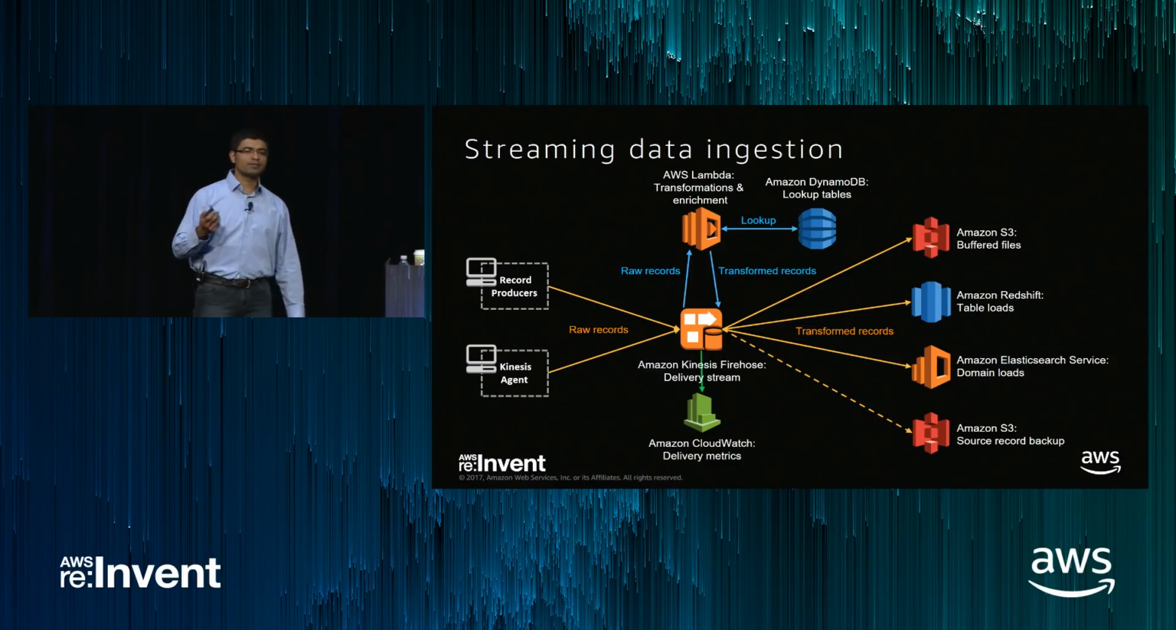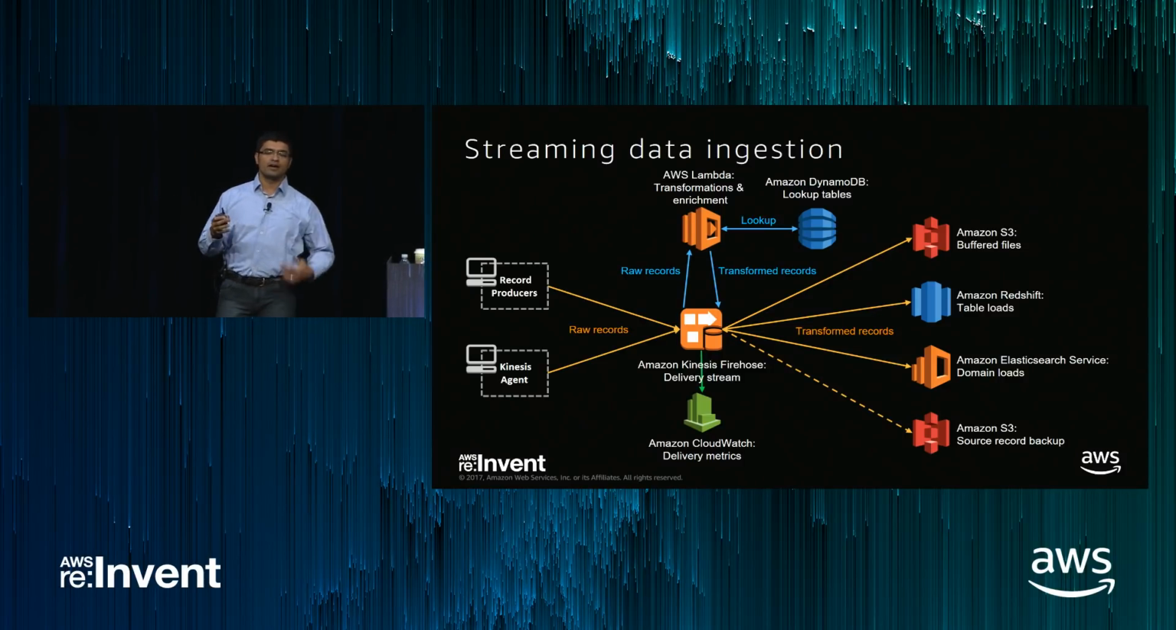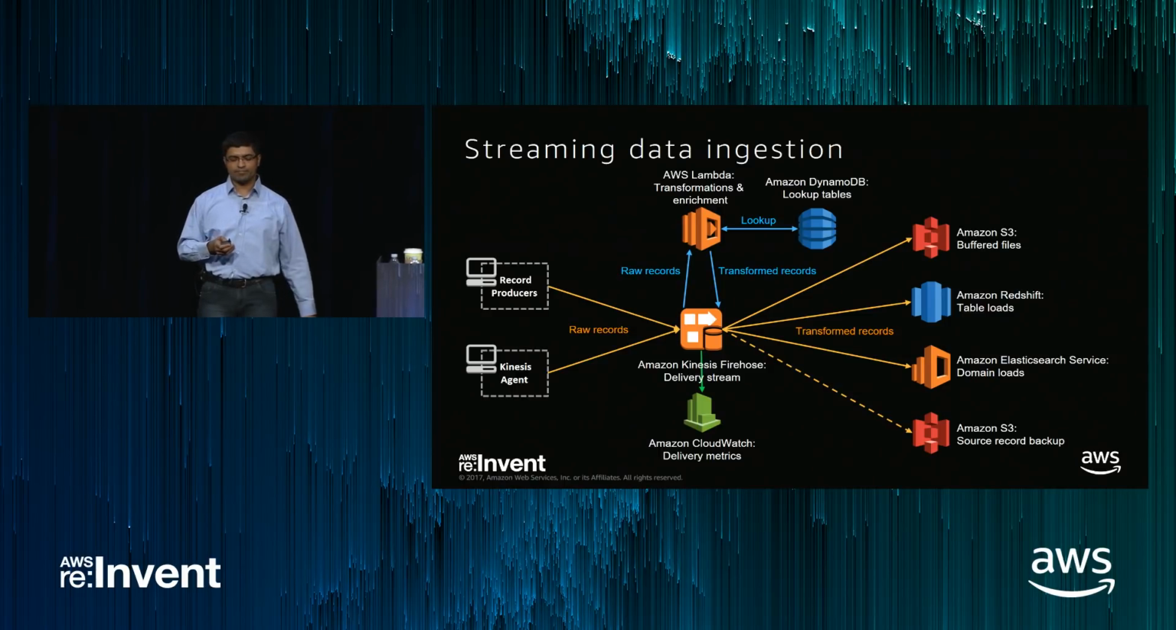Once you set up this type of pipeline, you can also monitor its performance, and you do that by looking at CloudWatch metrics that Firehose publishes. So you can look at metrics that tell you how far behind you are from the head of the queue in terms of delivering messages to S3.